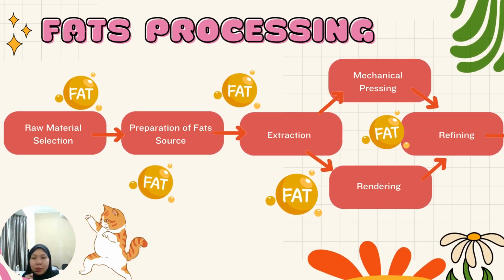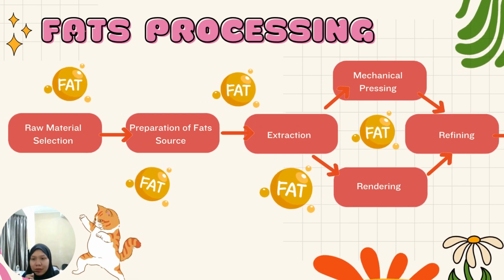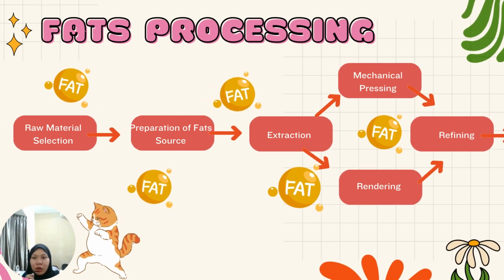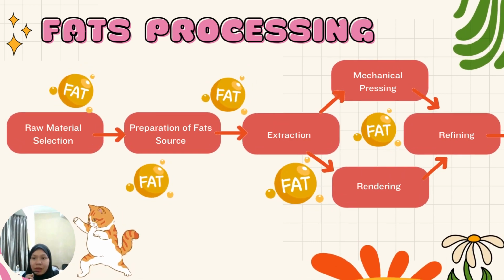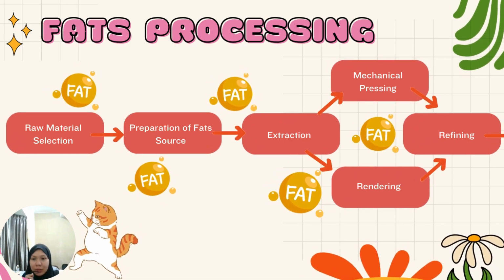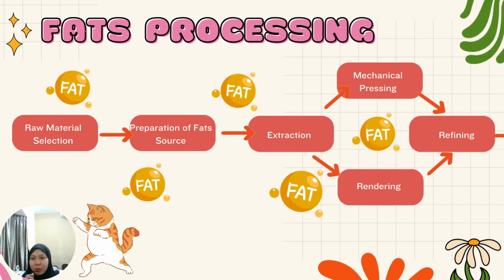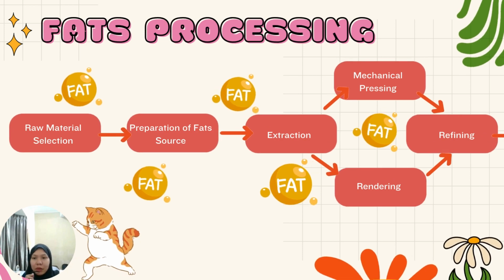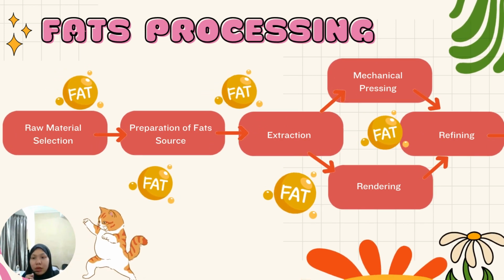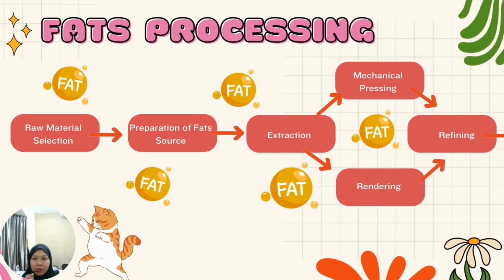Raw materials undergo preparation to facilitate fat extraction. This may involve cleaning, sorting, grinding, or rendering. Preparation helps increase the surface area for extraction and remove any impurities or contaminants. Extraction: in the process of separating fats from the fat sources, there are different methods of extracting depending on the source. Rendering, used for extracting fat from animal sources.